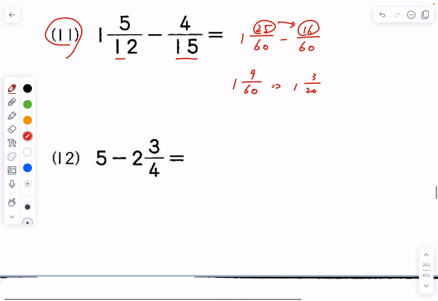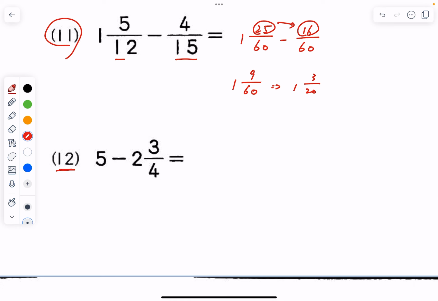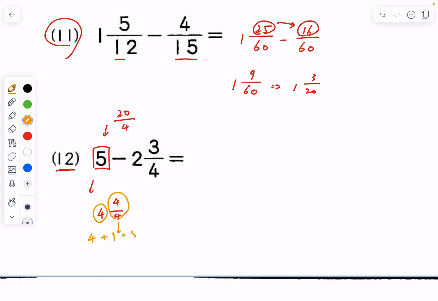Okay, last question. Let's try question number 12. So a lot of students ask me, Tony, how do we deal with a whole number subtracting another mixed number or a regular fraction? Do I change this 5 into 20 over 4, something like that? Or I could just simply change this 5 into 4 over 4. How can I do that? Notice that 4 is just a whole number 4. But 4 over 4 will be 1. 4 plus 1 is actually 5. So I'm able to dissemble the 5 into a whole number and also a fraction.